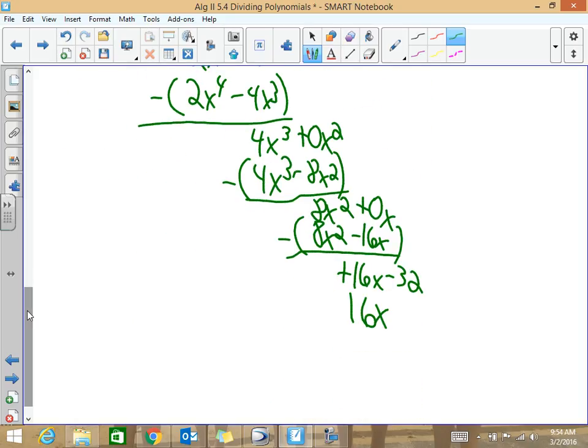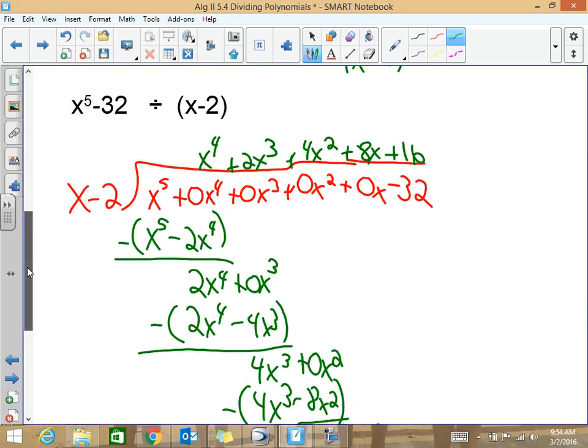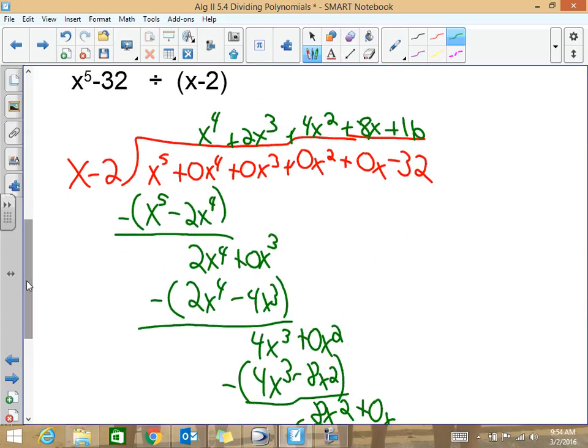16 times negative 2 is negative 32, right? Then when we subtract it, 16x minus 16x is 0. Negative 32 minus the negative 32 is 0. So we get 0. So what this tells us is x minus 2 is a factor of x to the 5th minus 32?